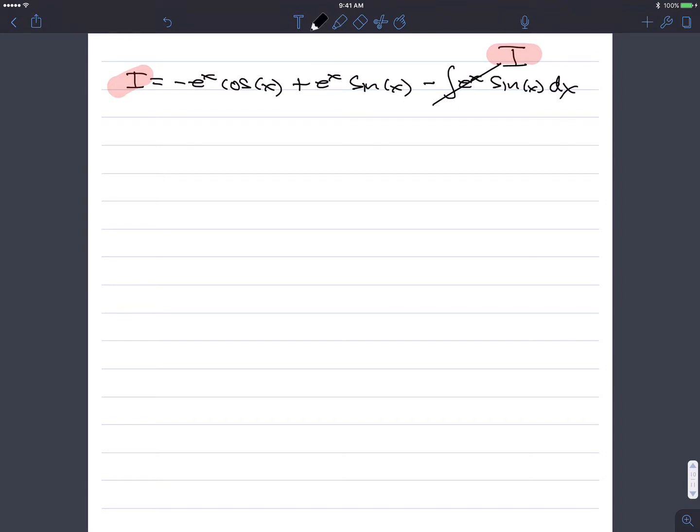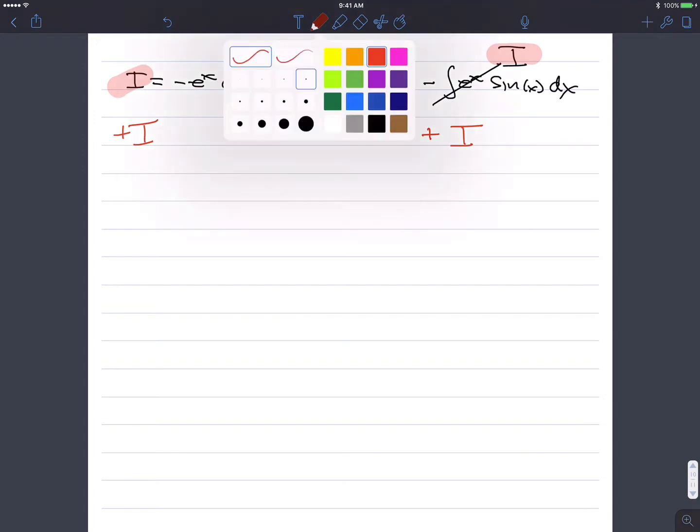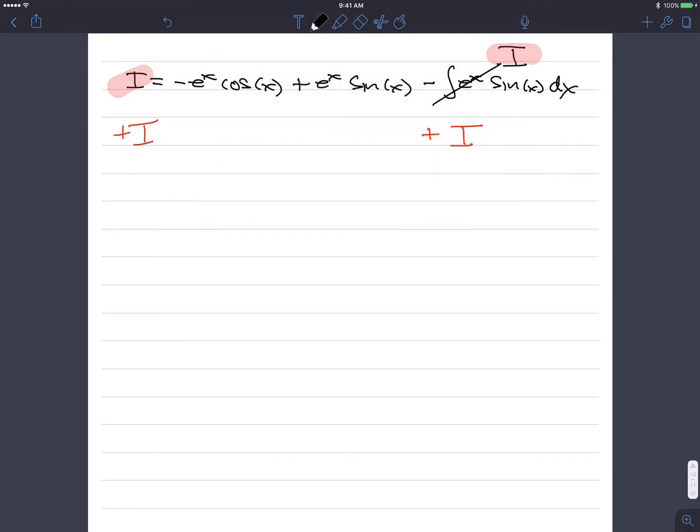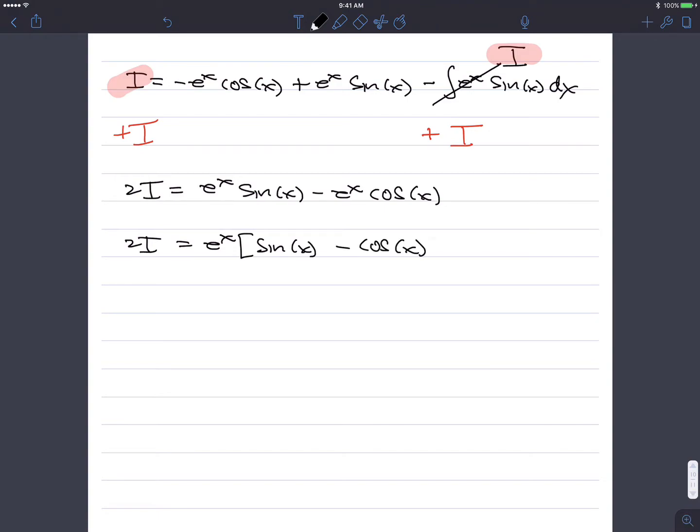So how you approach it is you can say, all right, let me add that integral I to both sides. And what you obtain is, now 2I will be, let's start our terms with positive. Let's put the e to the x sine x first, minus e to the x cosine x. And we can factor out the e to the x, and so we get a sine x minus cosine x if we like.